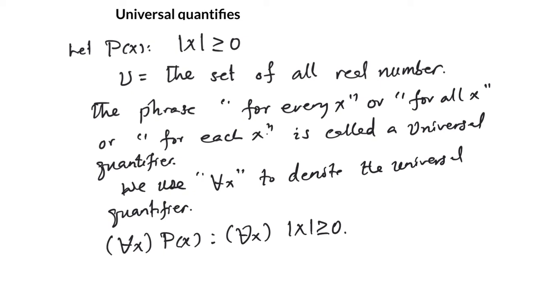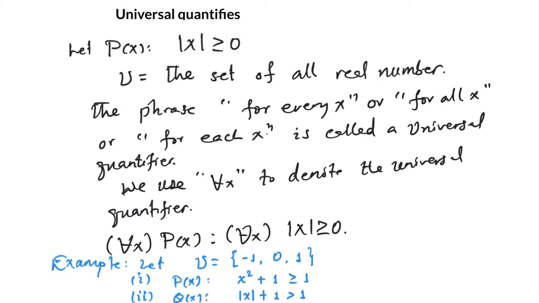So let's take a few examples on this. In this example, we are given the universal set, which is the set containing -1, 0, 1. And now this open proposition is x squared plus 1 greater than or equal to 1. Now one can say this statement is true for all x, in this case, for all x, p of x can be said only if we know x squared plus 1 is greater than or equal to 1 for every x.